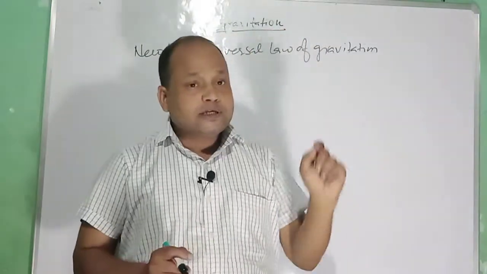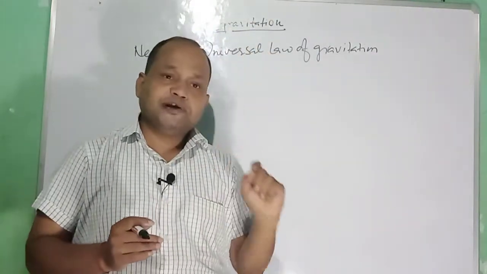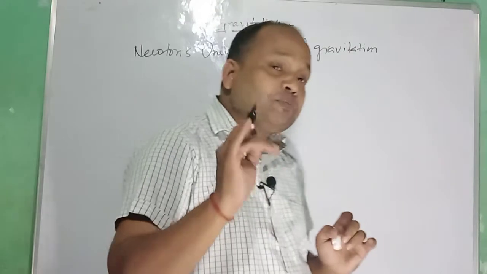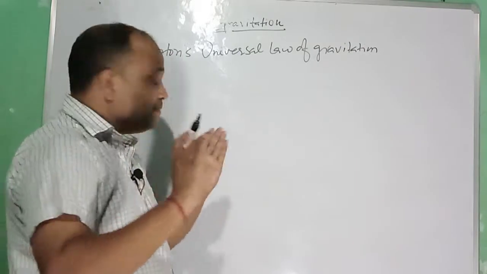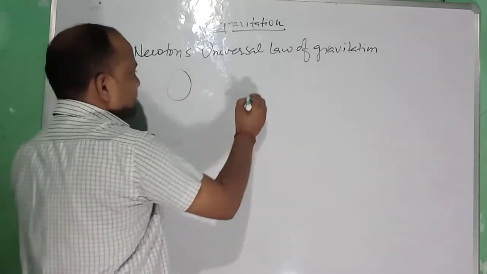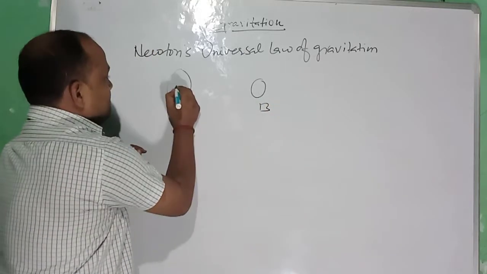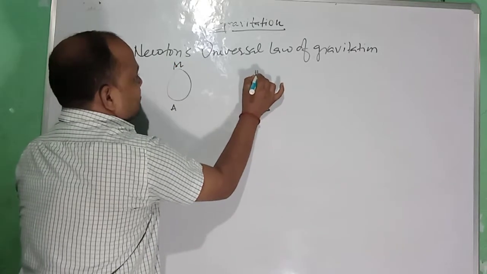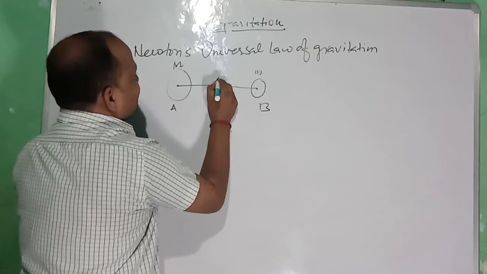Once again, this law states that every object in this universe attracts another object by a force which is directly proportional to the product of their masses and inversely proportional to the square of the distance between them. Let us understand it by this mathematical derivation. Suppose there are two objects. This is object A, this is object B. It has mass M, it has mass small m. The distance between the centers of both the objects is d.